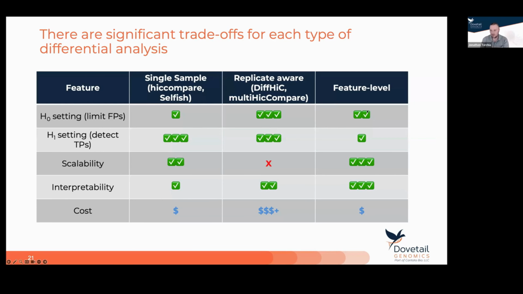Whereas on the other end of the spectrum, the feature level, the main draw of doing a feature level comparison is the scalability, and interpretability is much higher. It's a lot easier to interpret what it means when a TAD is absent or present, or when a loop is absent or present, although these are the weakest on the statistical front. So we're going to be missing a lot of variation just because we're focusing in on just the features that we're detecting. Right, so that is kind of the trade-off.